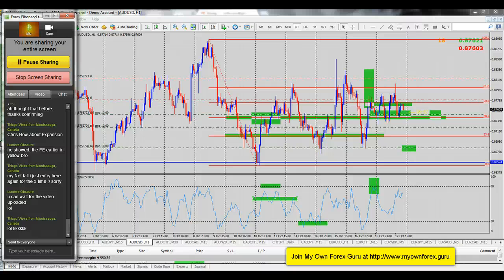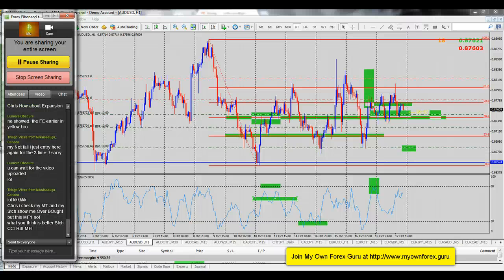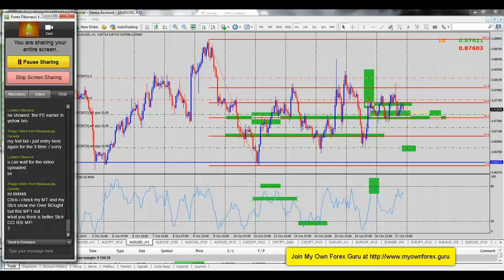How about expansions? I showed expansions. Just enter here again for the third time. Sorry. Okay. Yeah, you can wait for the video. Check my MT and my stochastic. I checked my MT, my stochastic showed me overbought, but this money flow index, what do you think is better, stochastic, CCI, RSI, MFI? They're pretty much the same.